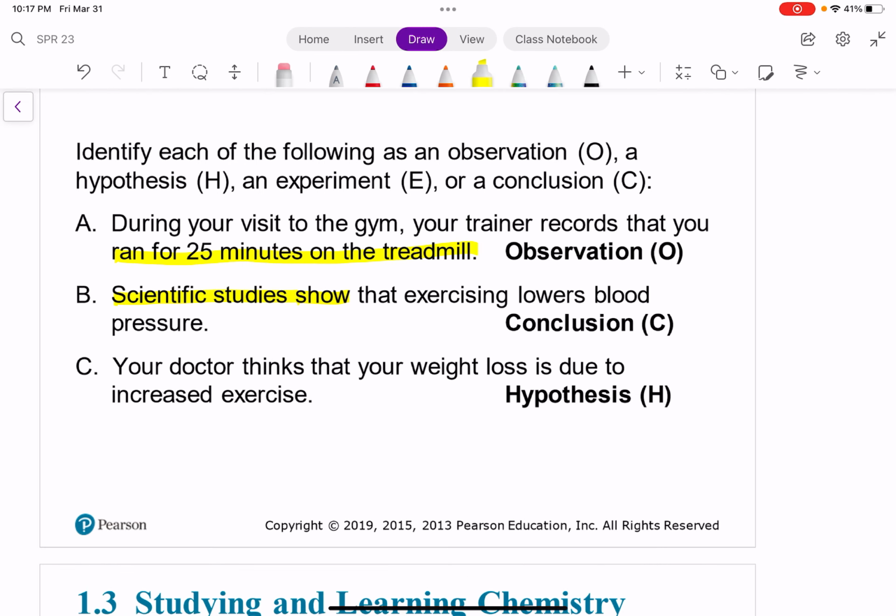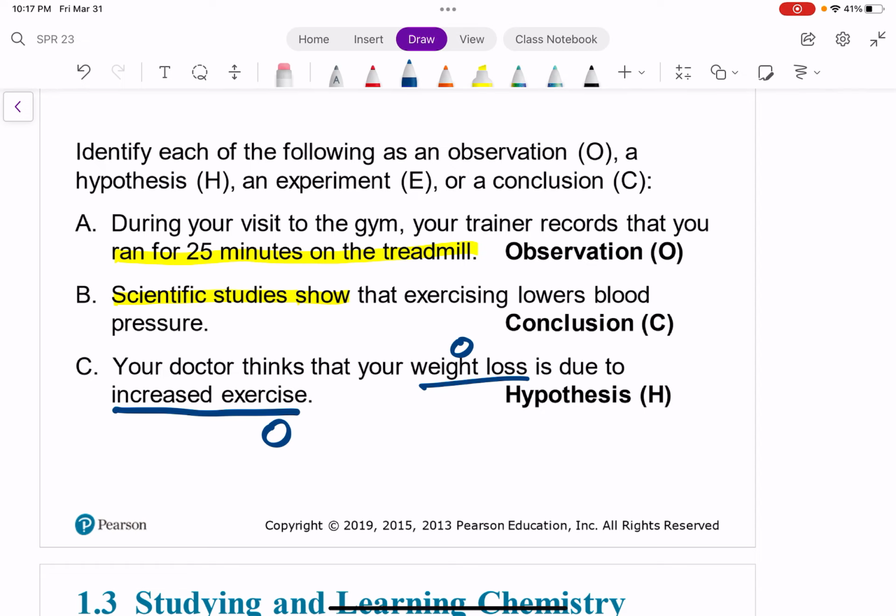Your doctor thinks that your weight loss is due to increased exercise. The key word here is thinks, right? So this is not as confident as saying, hey, this is what the research shows, which would be a conclusion. It's actually saying, I'm seeing that you've lost weight, right? I've made that observation. So let's put an O there for observation. And that you've increased your exercise. That must be something that you're telling your doctor, right? And then your doctor is saying, hey, I think that your increased exercise is why you're losing weight.